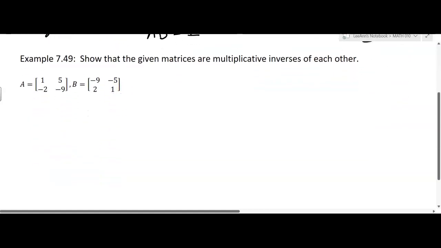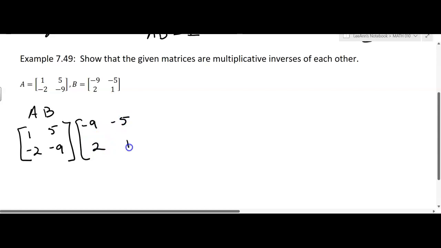Okay, so I'm going to first do AB. So AB is going to be 1, 5, -2, -9 times -9, -5, 2, 1. And then we know what we're supposed to get. But again, this gives us practice in multiplying. The 2 by 2s, they're not as bad. The 3 by 3s, those are a little bit more work.